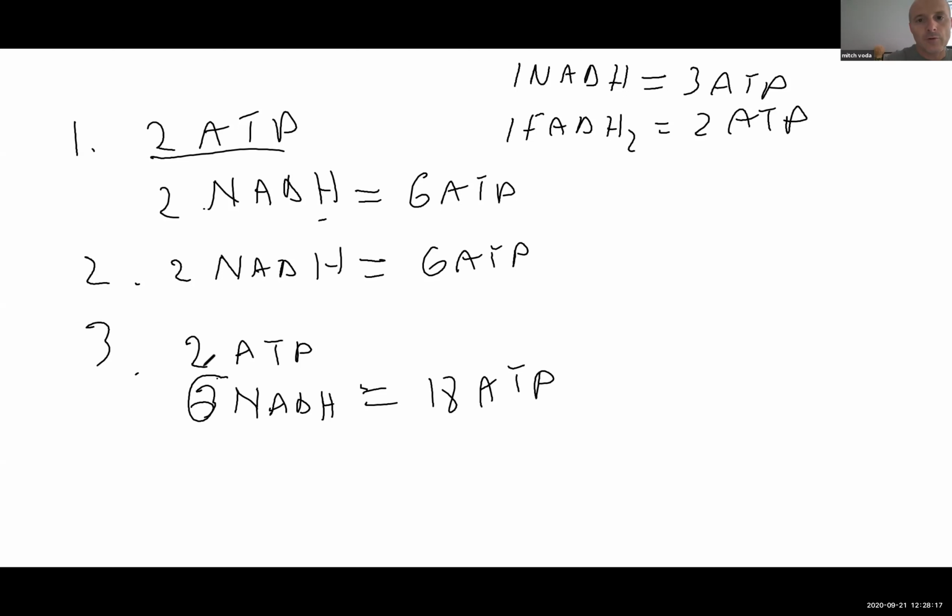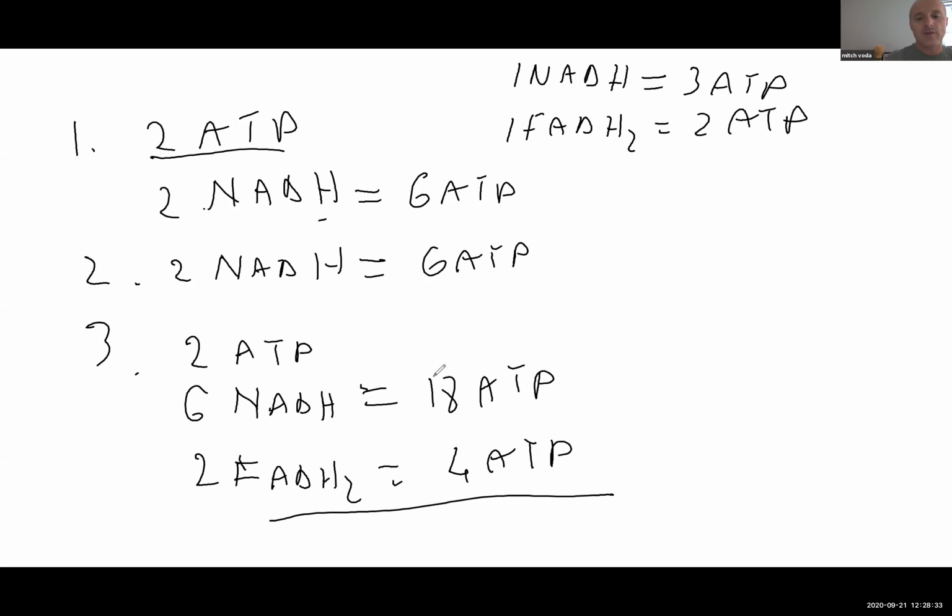Also, we had 2 FADH2, so 2 times 2 ATPs equal 4 ATPs. So now when we do the math, let's see how many do we have. 4 plus 18, 22, plus 2, 24, 24 plus 6, 30, 30 plus 6, 36, plus 2, 38. So we have a total of 38 ATP.